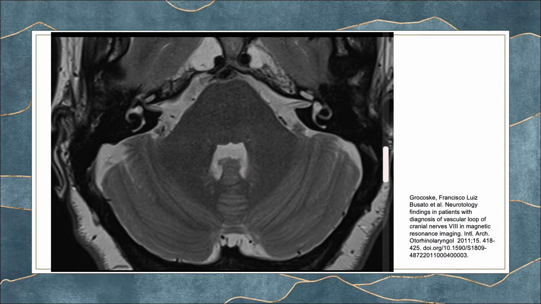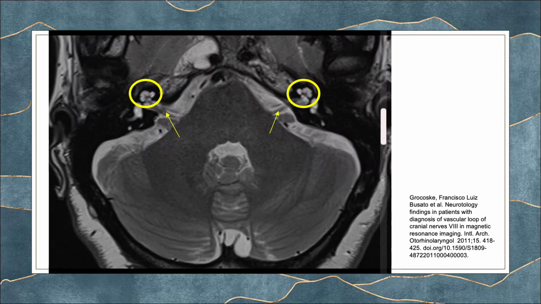T2 weighted MRI scans are ideal in identifying AICA vascular loops without having to cut into the patient. The best landmark is to look for the cochlea first. Then you will be able to see the 7th and the 8th cranial nerve usually traveling in parallel.